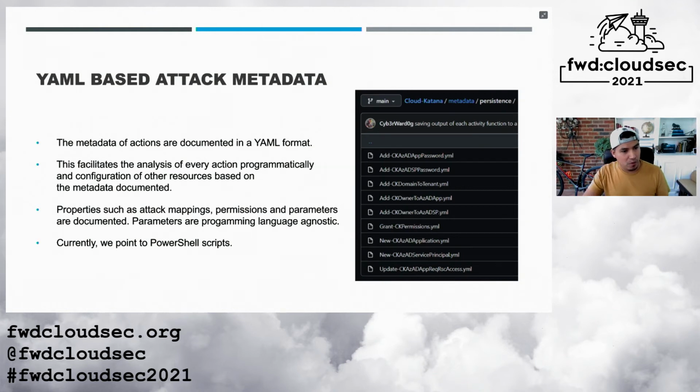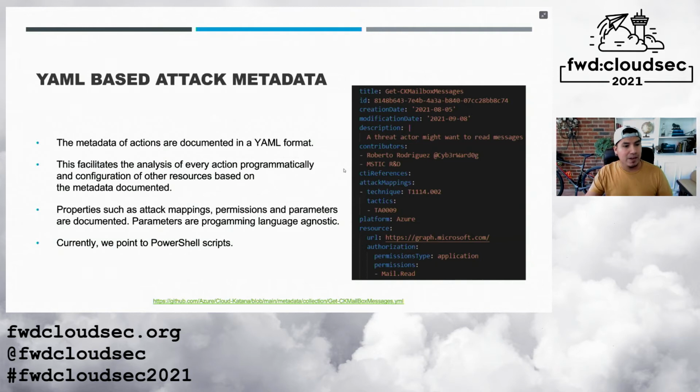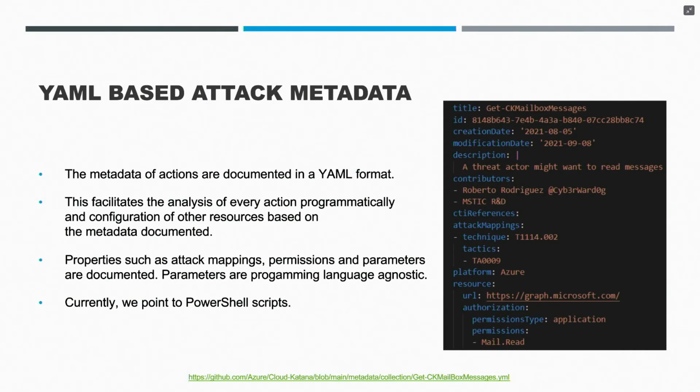We use YAML format to document every single action that we have in Cloud Katana. And this, of course, has become the standard for everything that we do in the InfoSec community. Like Sigma rules, like detection rules, use a YAML format, you map it to ATT&CK mapping, like ATT&CK tactics and techniques, etc. So we do a similar thing here. And at the end, we also provide what permissions we require for each action.